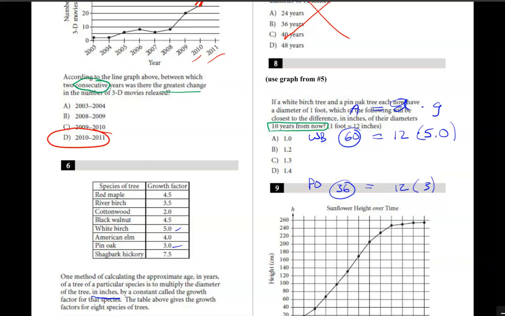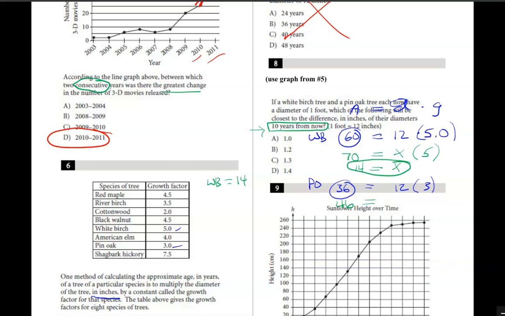So I'm going to redo this chart 10 years from now. So the white birch 10 years from now is going to be 70 years old. And we don't know its diameter. Call that X. But we do know its growth factor is 5. So to solve for X, you divide both sides by 5. And it looks like X, or I guess I could have called it D, it looks like the diameter of the white birch is 14. So I'm going to write that over here. White birch is 14.